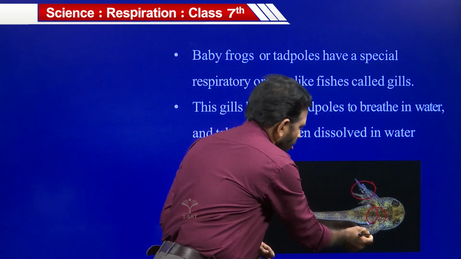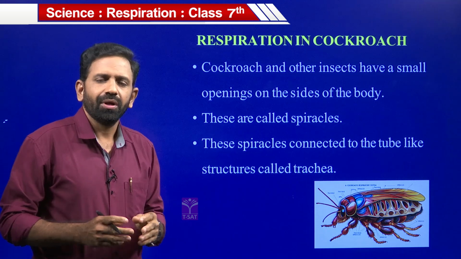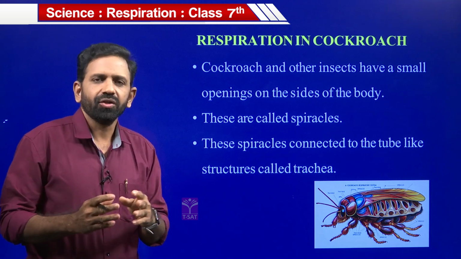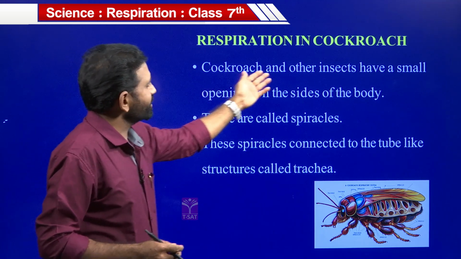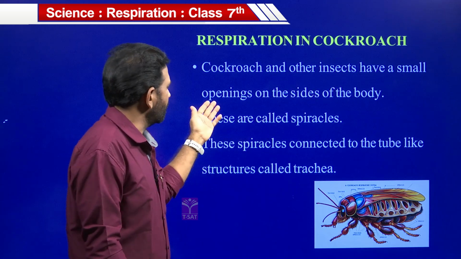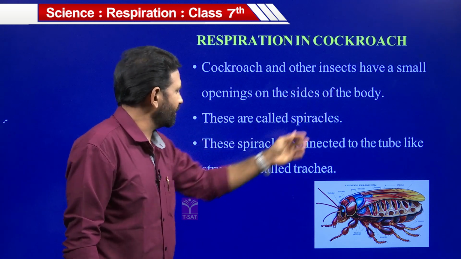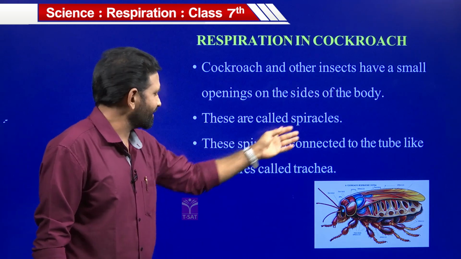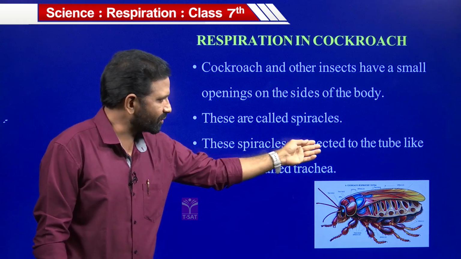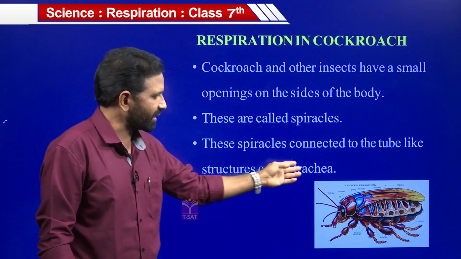These are gills. Students, now we are going to learn about respiration in the cockroach. Cockroaches and other insects have small openings on the sides of the body. These are called spiracles. These spiracles are connected to tube-like structures called trachea.